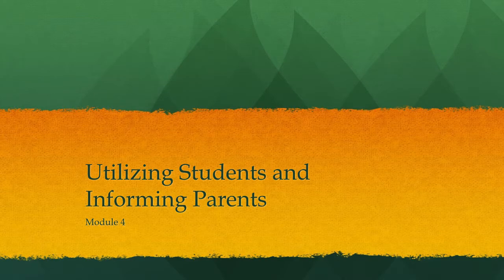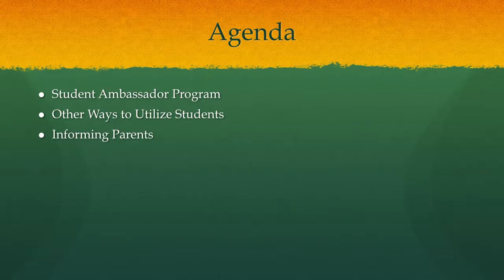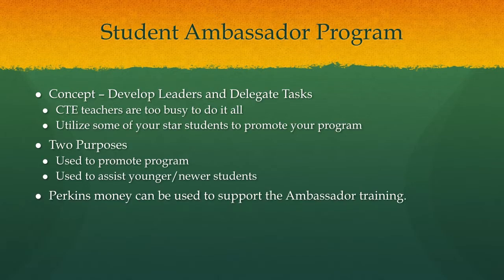All right, and welcome to Module 4, which is all about utilizing students and informing parents. So the agenda for this particular module is to talk mostly about a student ambassador program and you starting one if you don't have one already. And that's what the main assignment is going to be for this module. And then also talk about some other ways that you can utilize students and then the importance of informing parents and keeping them informed on what's going on.